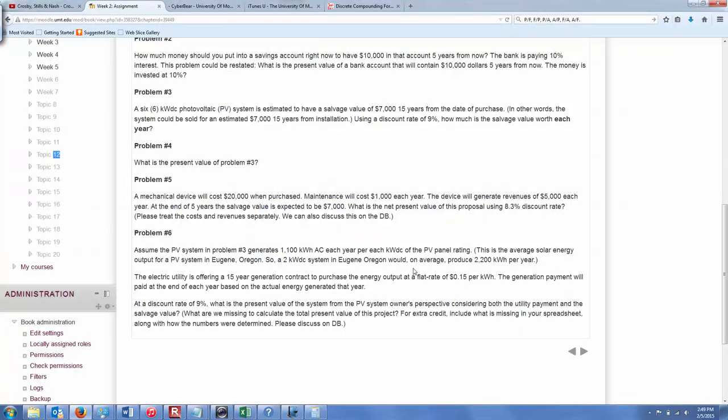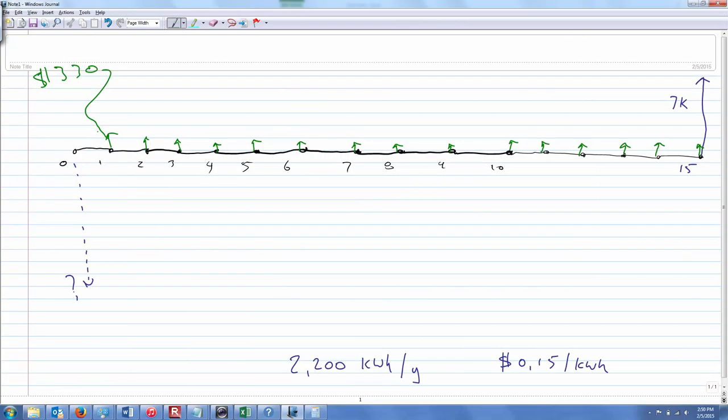So this is standard graphing for this. Generation payment will peak at the end. So that's why I drew the arrow. I drew 15 arrows, not 16. I didn't draw one at zero because they're not going to pay you before you make the energy. So it's important that the green arrows are actually on 1 through 15 and not on 0 through 14 or something like that.